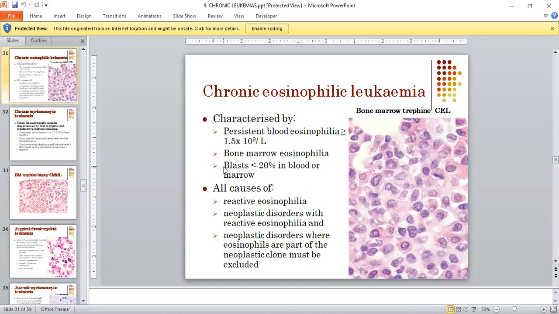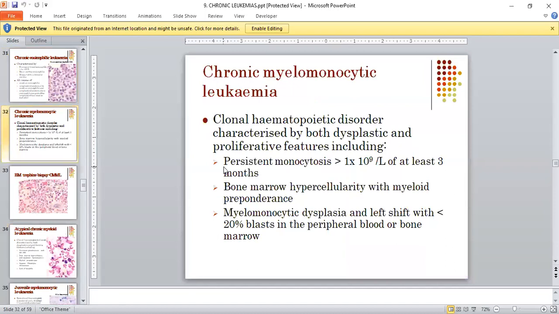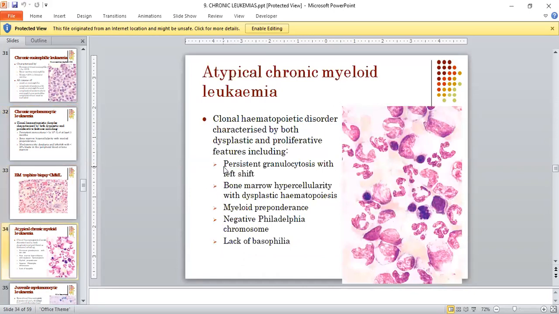You can have chronic eosinophilic leukemia, same thing, but now for eosinophilia. It's eosinophils, that is. And then the other one is chronic myelomonocytic leukemia. This is now for monocytes. The next thing is atypical CML.